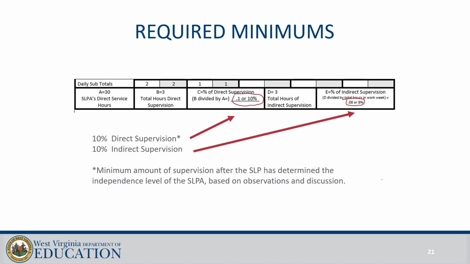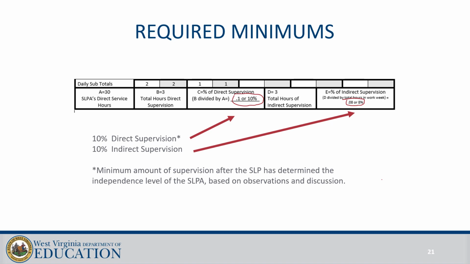As you can see, we met the minimum with direct supervision, but we did not meet the minimum with indirect supervision. Some weeks may be off a little. As long as this doesn't happen on a regular basis, it's not a cause for concern. However, it's recommended that you monitor the percentages and strive to go above the required minimums.